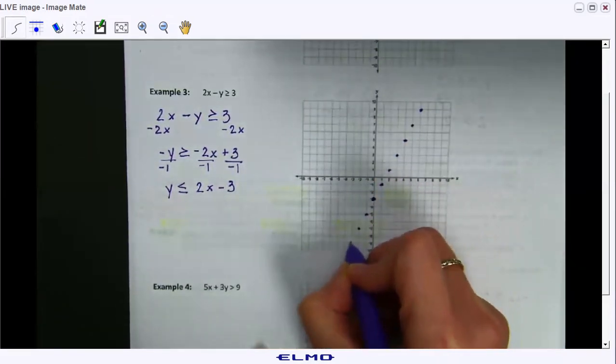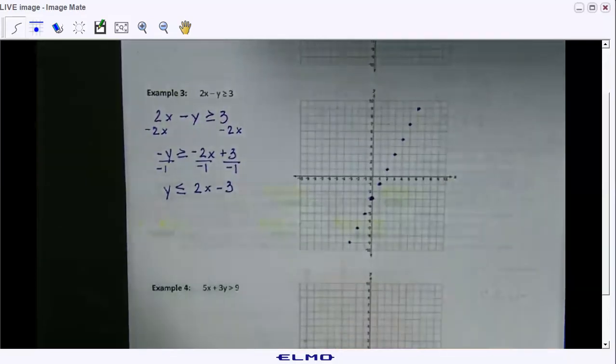Notice I'm going all the way across the graph. You don't really have to do that. I just like to do that. But when you draw your line, you might want to go across the graph so your shading is more accurate. Now we have to determine whether or not we're going to have a solid or a dotted line.